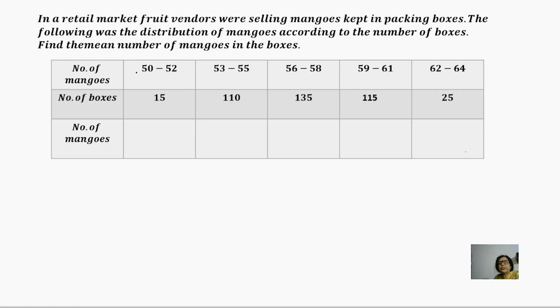The next question that we have over here is, in a retail market, fruit vendors were selling mangoes kept in packing boxes. The following was the distribution of mangoes according to the number of boxes. Find the mean number of mangoes in the boxes.